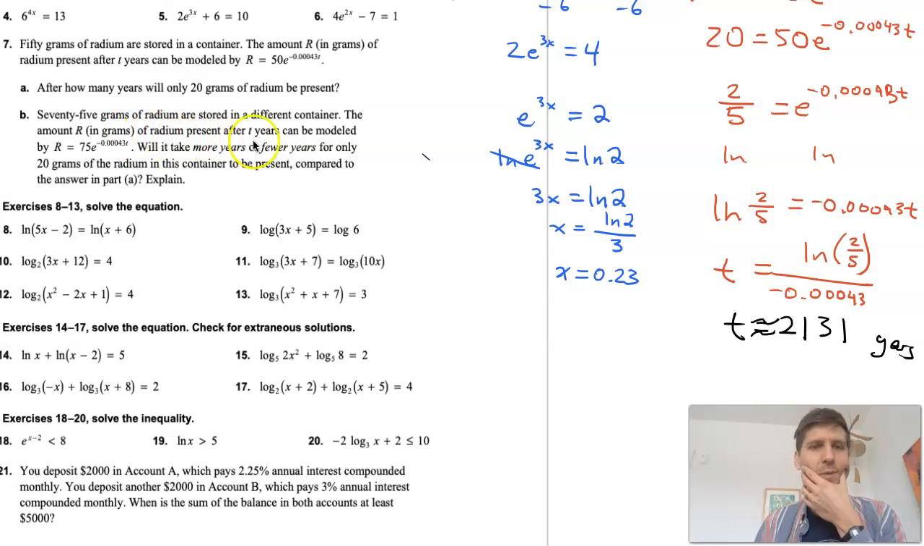So the equation is basically the same, except our starting amount, the coefficient of the exponential, is 75 instead of 50. Will it take more years or fewer years for only 20 grams of radium in this container to be present compared to the answer in part A? Explain. Well, it would take more years if I am thinking correctly, because we're starting with more. The decay rate is the same, and it would end up taking much longer. I'm curious how many years it actually would be.